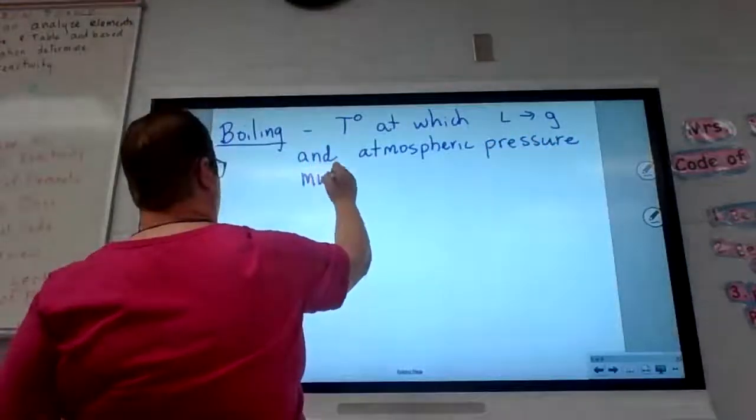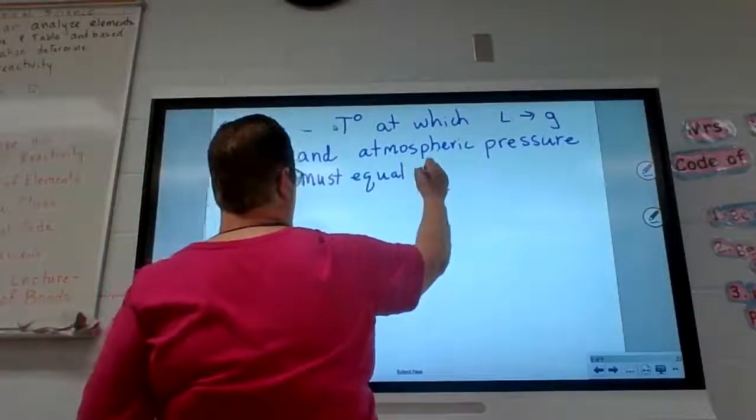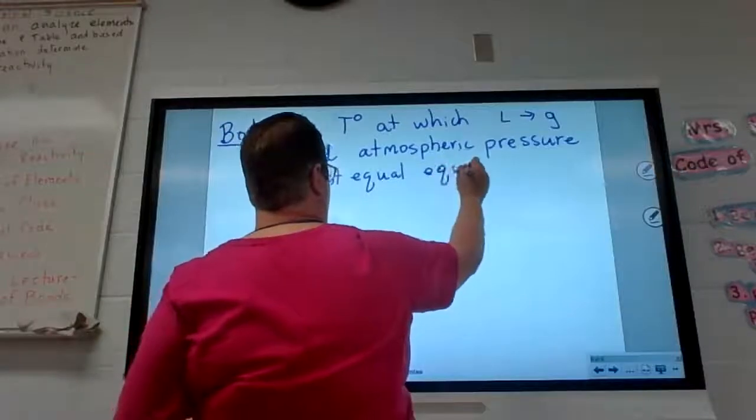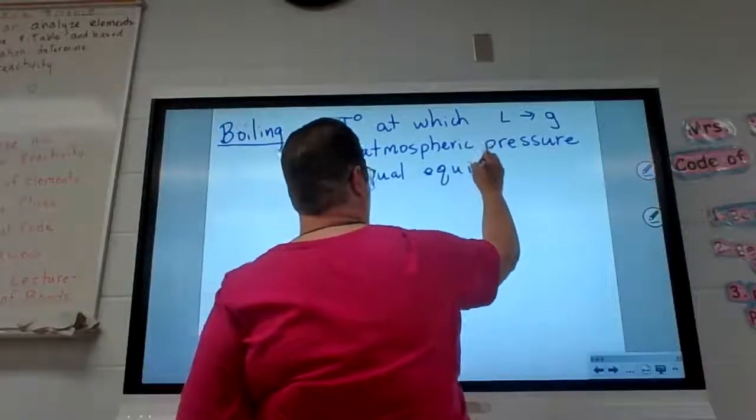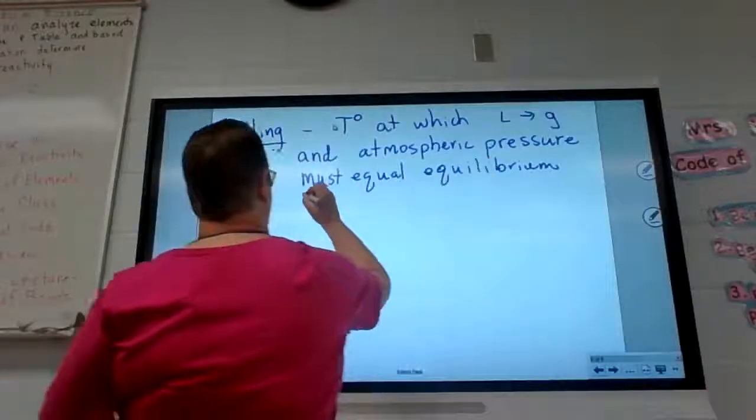And atmospheric pressure must equal equilibrium vapor pressure.